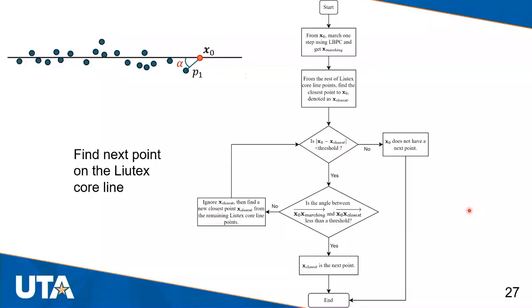If this condition is not satisfied, we find the second next point. It's possible that its closest point is here, not along the gradient direction. Maybe its closest point is this point, in the opposite direction, but this point does have its next point. So we need to check the second closest point, and continue until all the points within this threshold have been checked.